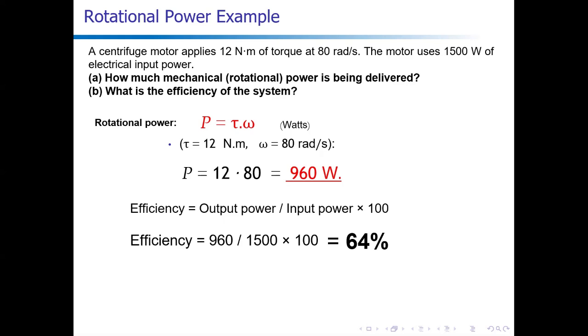Measuring rotational efficiency in chemical engineering is important for minimizing energy waste, sizing motors correctly, and ensuring equipment like mixers and centrifuges run cost efficiently.